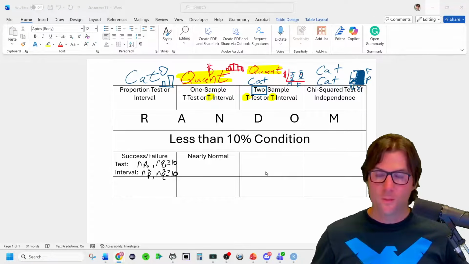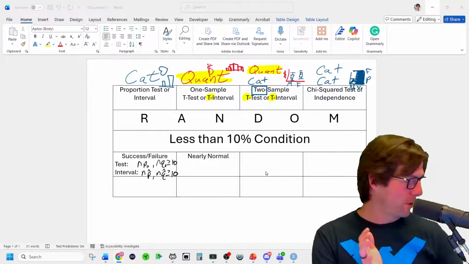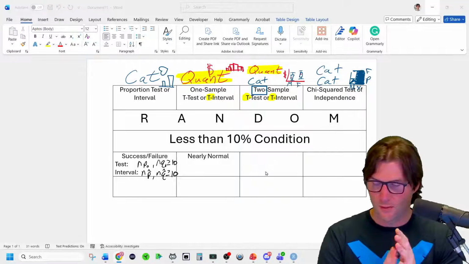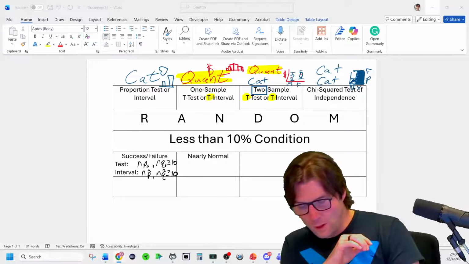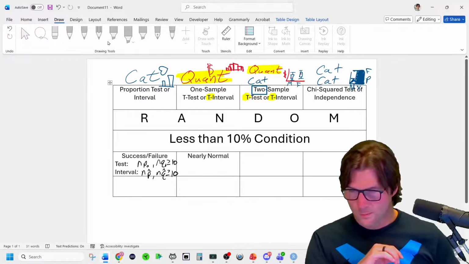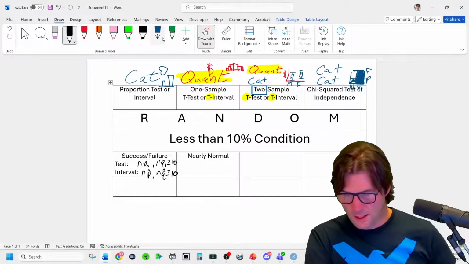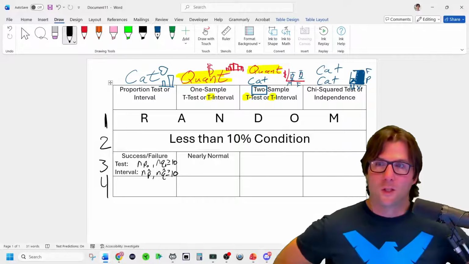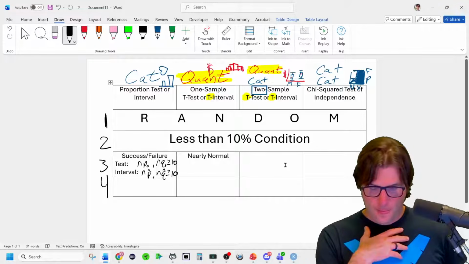So that's the nearly normal condition. When you have two quantitative variables, what are the conditions? We have condition 1. What's the condition for two quantitative variables? What is the next condition?